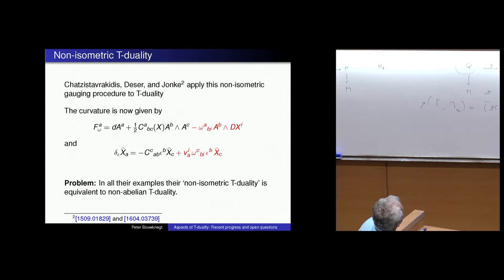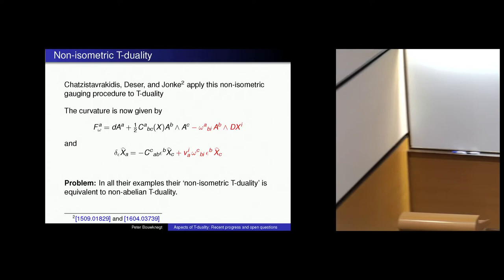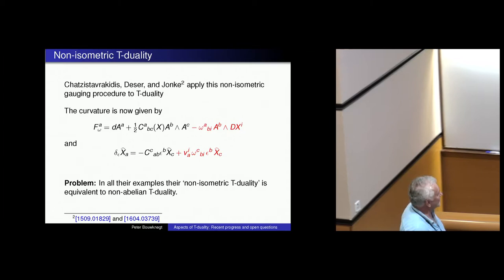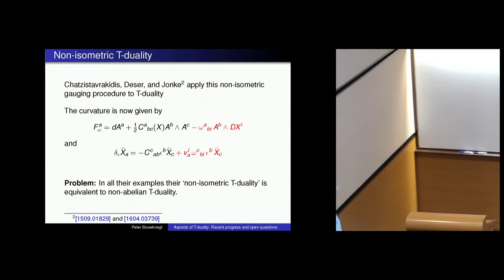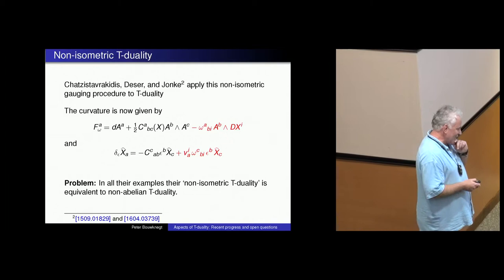And again, these things are structure functions. They depend on x in general as well. So this is already way more general than my previous setup. Now I've given away the problem already. We were very enthusiastic. We thought, okay, we have this whole new way of creating dualities. But then when we looked at the examples in their paper, we observed that all their examples actually were equivalent to just non-abelian T-duality.